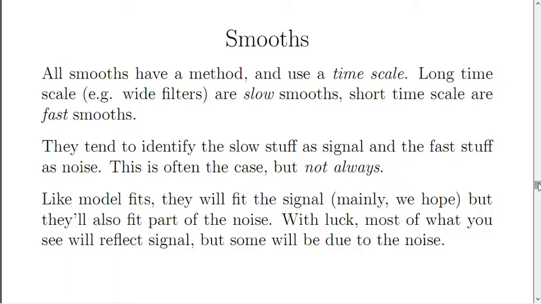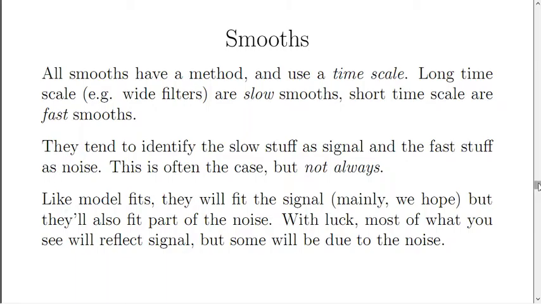Slow smooths will wipe out fast signal, so we may actually eradicate some signal if our smooth is too slow. On the other hand, it will at least reveal to us what the slow part of the signal is. The smooths tend to identify the slow stuff as signal and the fast stuff as noise. This is not often the case, but it's not always the case.